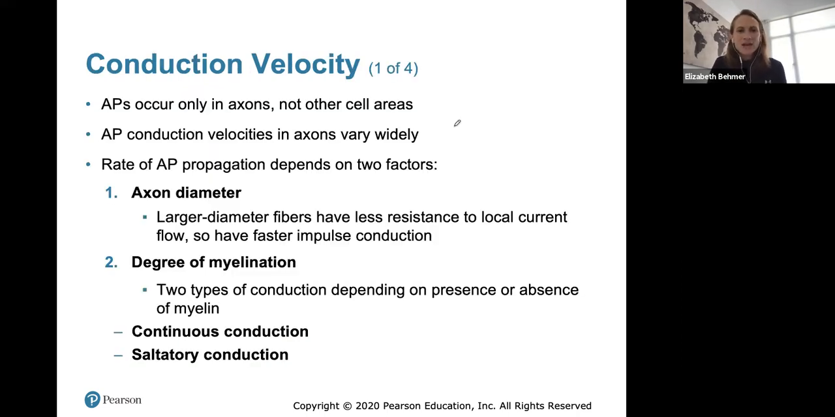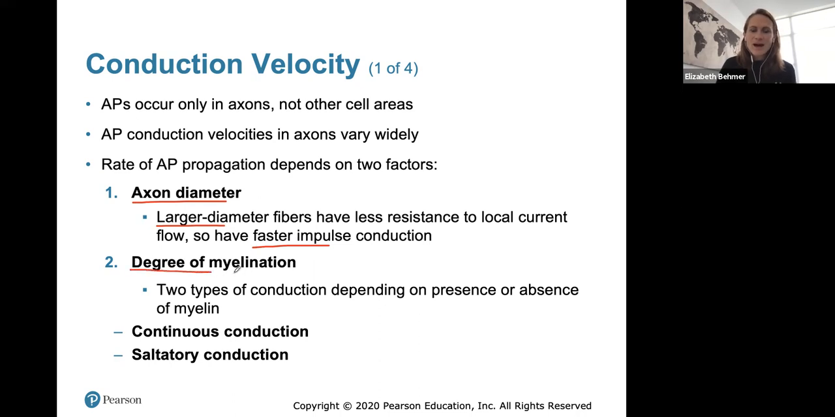Conduction velocity: action potentials occur only in axons, and the rate of action potential propagation, or how fast it can travel, depends on the axon diameter. A larger diameter fiber has less resistance, so a large diameter axon will have a faster impulse conduction.